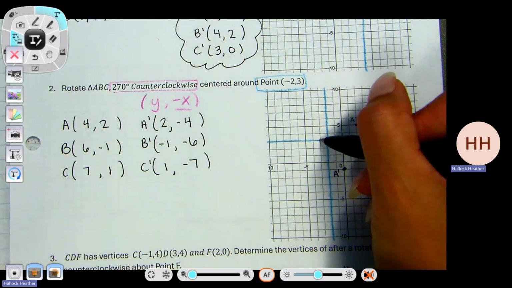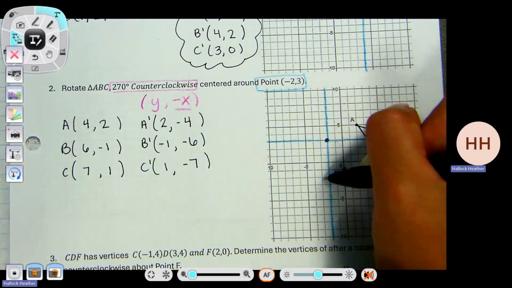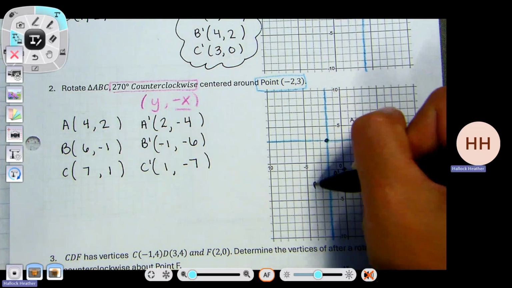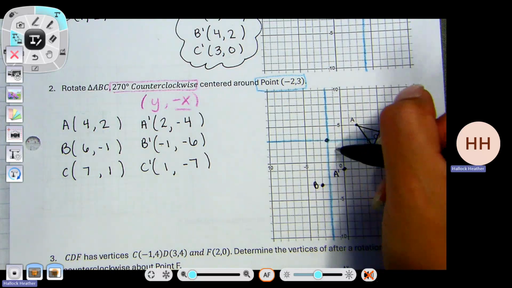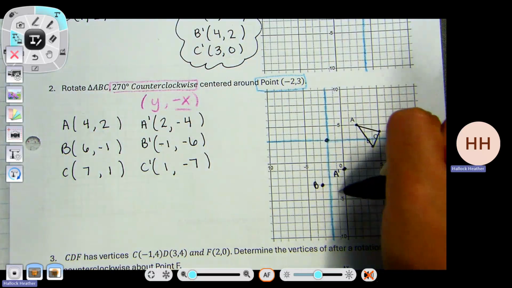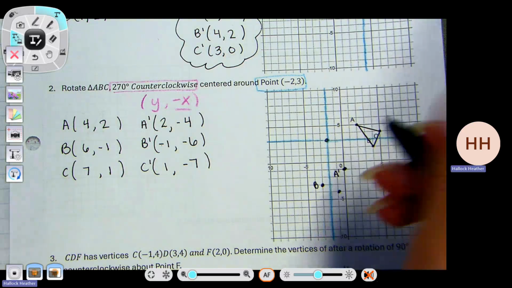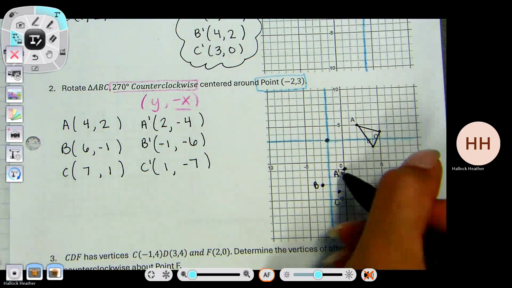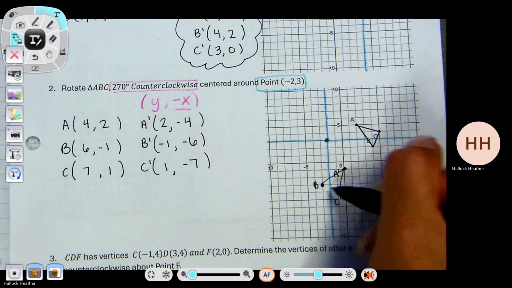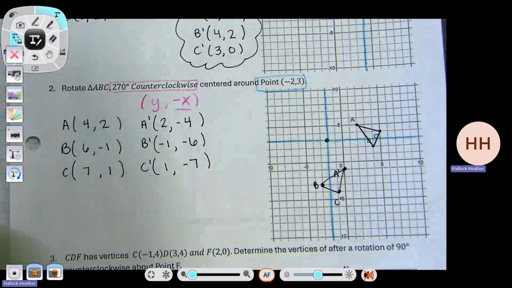-1, -6. 1, 2, 3, 4, 5, 6. 1, -7. 1, 2, 3, 4, 5, 6, 7. C prime. And then we're going to color it in.